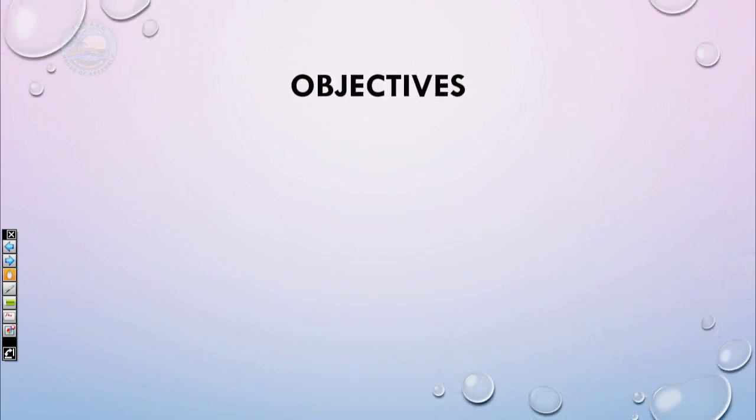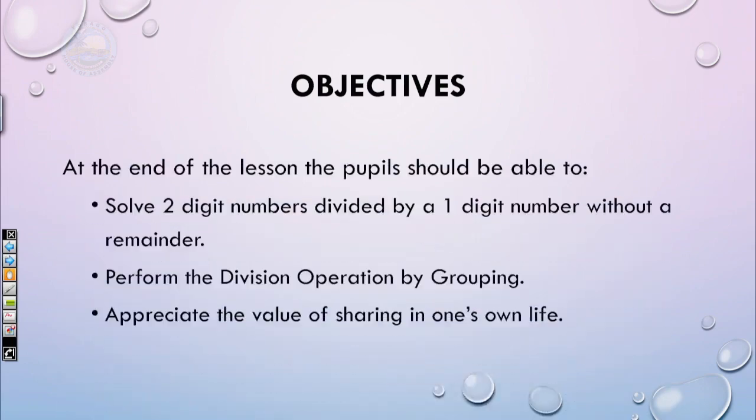What are my objectives? The objectives of this lesson are, at the end of the lesson, the pupils should be able to: 1. Solve 2-digit numbers divided by a 1-digit number without a remainder. 2. Perform the division operation by grouping. And 3. Appreciate the value of sharing in one's life.